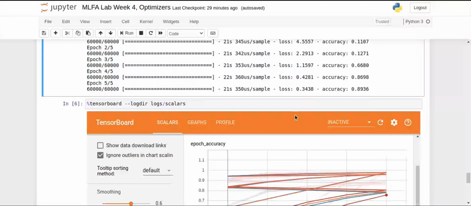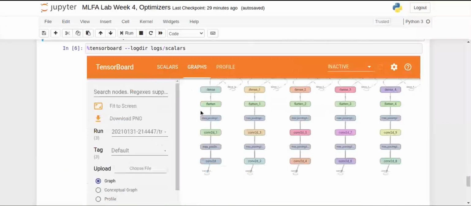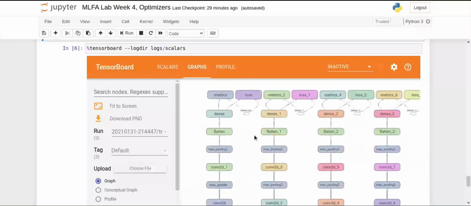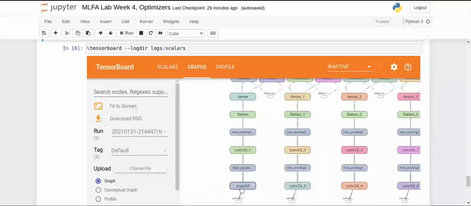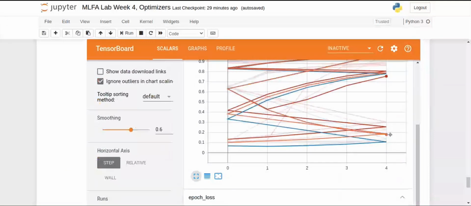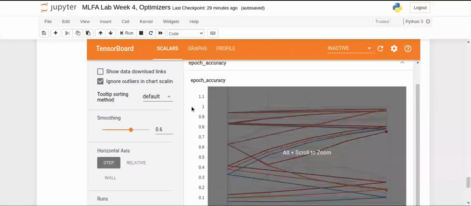And I have also plotted this TensorBoard to show the structure. Like I have used this Conv2D, then the max pooling layer, then Conv2D, like that. And this plot is for accuracy over several epochs. And one more thing I want to show.